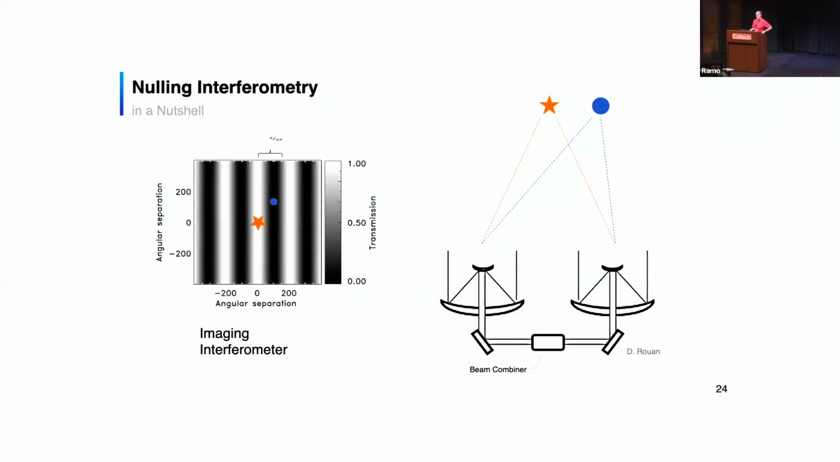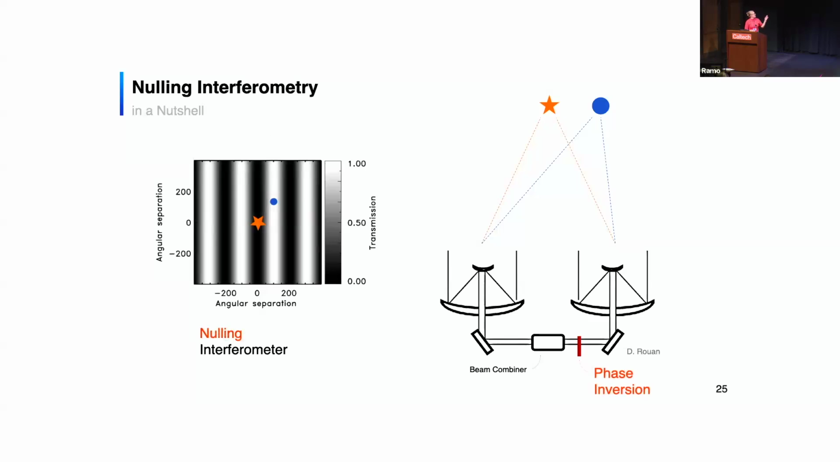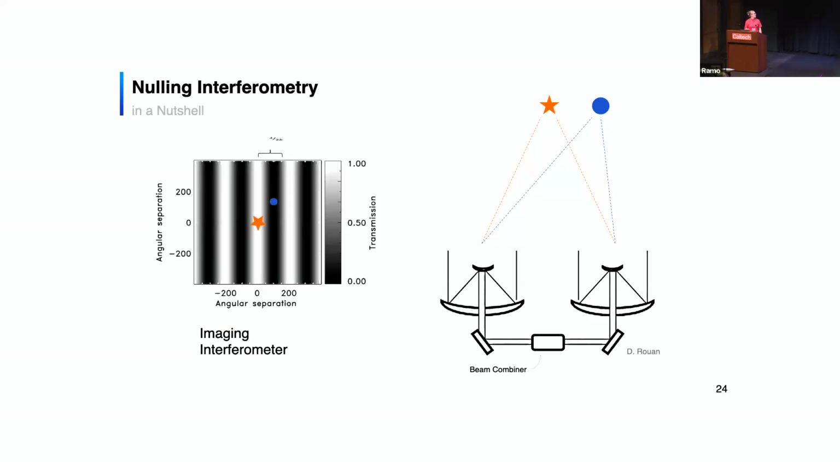And so basically what this is doing is using a nulling interferometer to put in a phase inversion, and then you can see here, if we go back and forth, you can just null out the star and directly image the planet. So that is the goal, and I'm really excited about it.